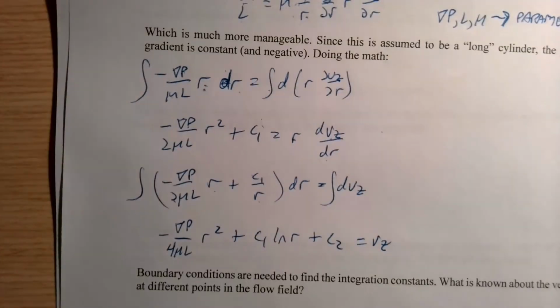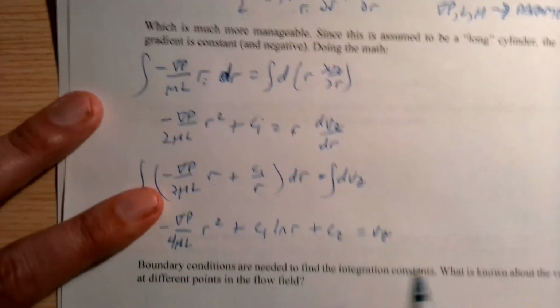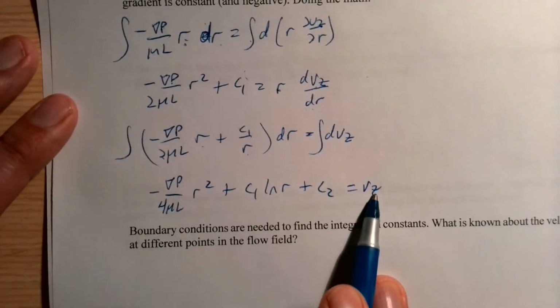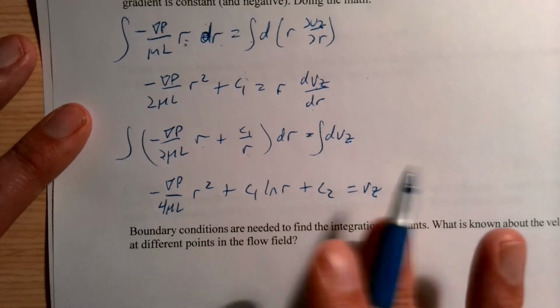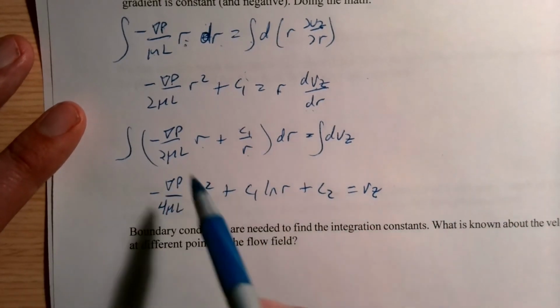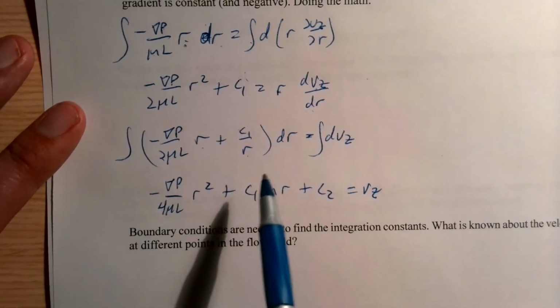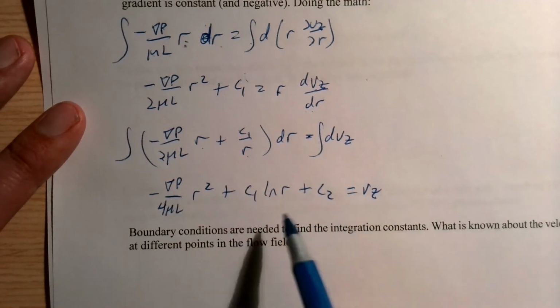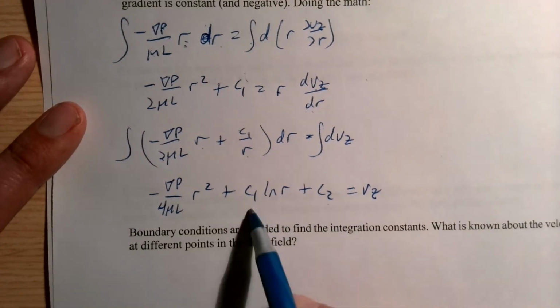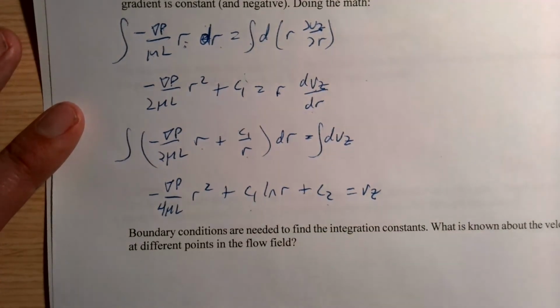So I've gone through this huge exercise, and I have actually come up now with an equation for velocity at different points in the flow field, r. Not changing as I go in the z direction, not changing as I go around different parts of the circle, but going from the middle to the outside, I have an equation that I can use now. But I'm not quite done because I have these two constants that I need to find. How do we find the constants?